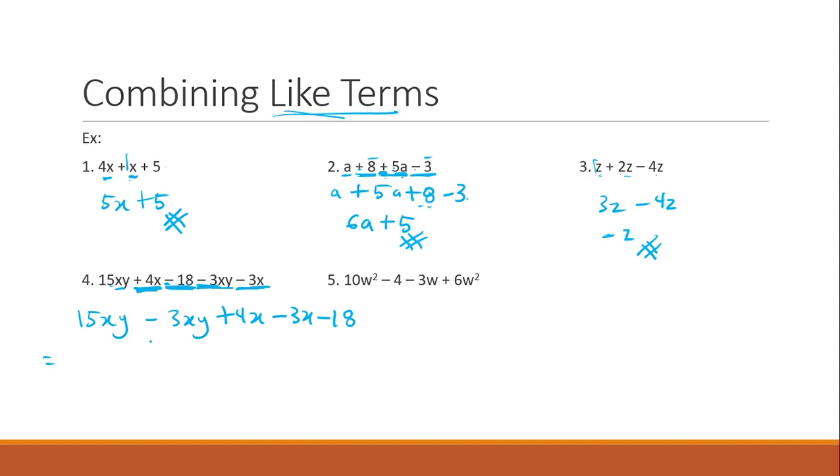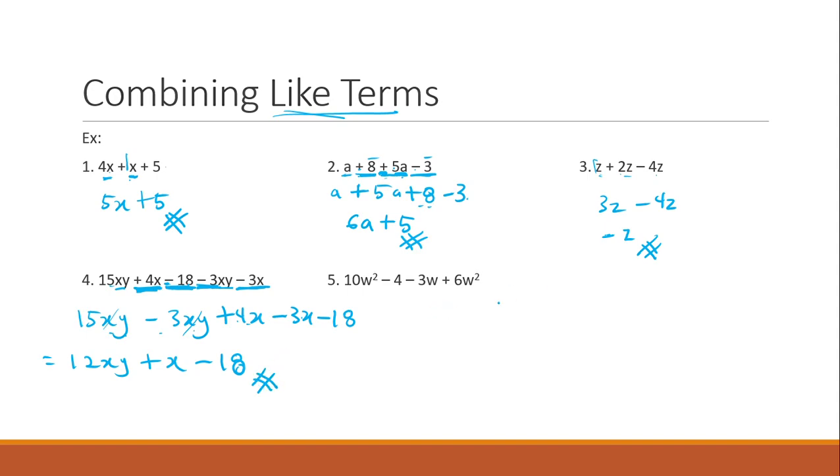So our final answer would be 15xy minus 3xy. That would mean 15 minus 3 is 12xy. So we are done with this. And then 4x minus 3x. Positive 4x minus 3x, we will get a positive 1, so that will mean positive x. Then minus 18. So that is our final answer.